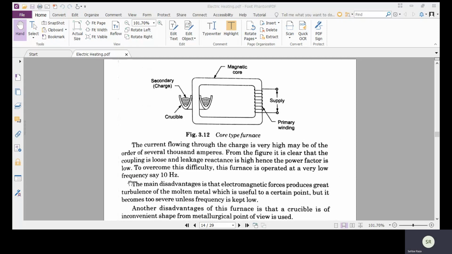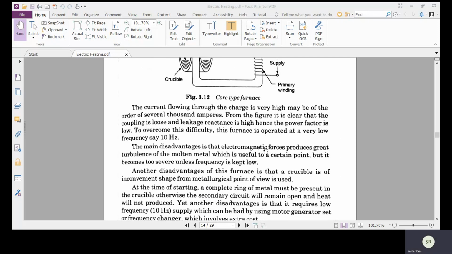The second disadvantage is that electromagnetic forces produce great turbulence of the molten metal, which is useful to a certain point, but it becomes too severe unless frequency is kept low. So the second issue is that a great amount of turbulence occurs when the charge within the crucible melts down. Another disadvantage of this furnace is that a crucible of inconvenient shape from a metallurgical point of view is used.